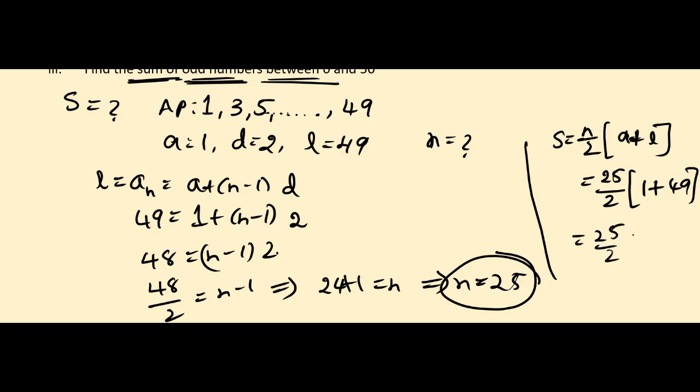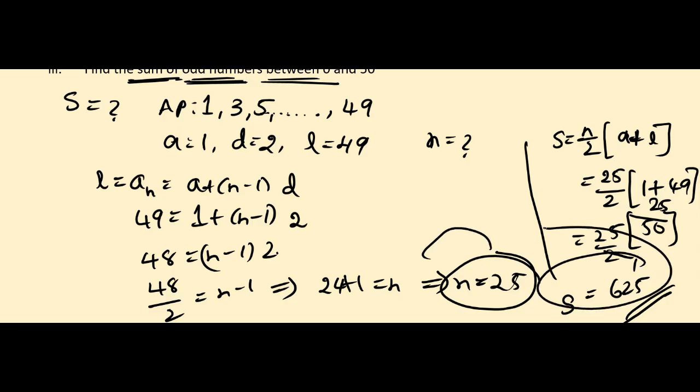25 divided by 2 into (49 plus 1), that is 50. 2 ones are 2, 25s are 50. So 25 into 25, nothing but 625. So the sum of the odd numbers which are present between 0 and 50 is nothing but 625.